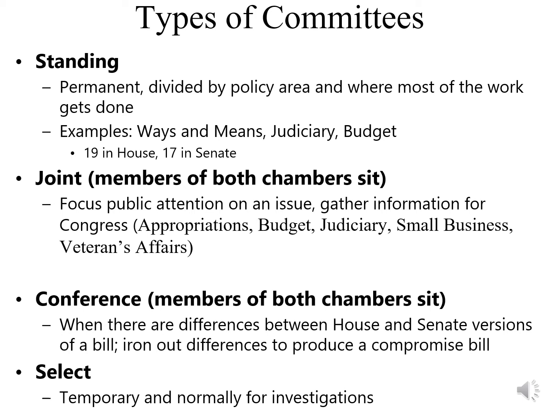Joint committees, this is where they get their name, include members of both chambers. They can focus public attention on an issue, or they can gather information for Congress. Appropriations is an example of a committee with members of the House and the Senate. Same with budget. Same with judiciary. You could just write down a couple of these if you would like.